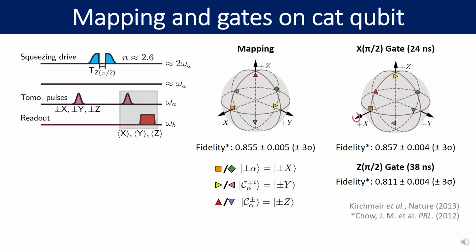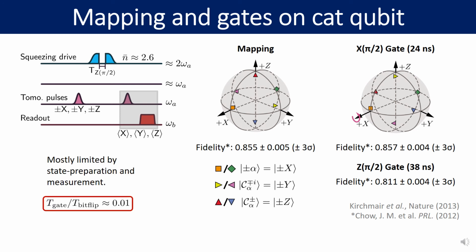Now, what you've noticed probably between these two fidelities of the mapping and the x/2 gate is that they're the same, and that means that we cannot resolve the infidelity that comes from our x/2 gate. We're mostly limited by state preparation and measurement. But we can estimate this infidelity by taking the ratio between the time that it takes to do the gate and the bit flip time. And that's about 0.01, so about 1%.